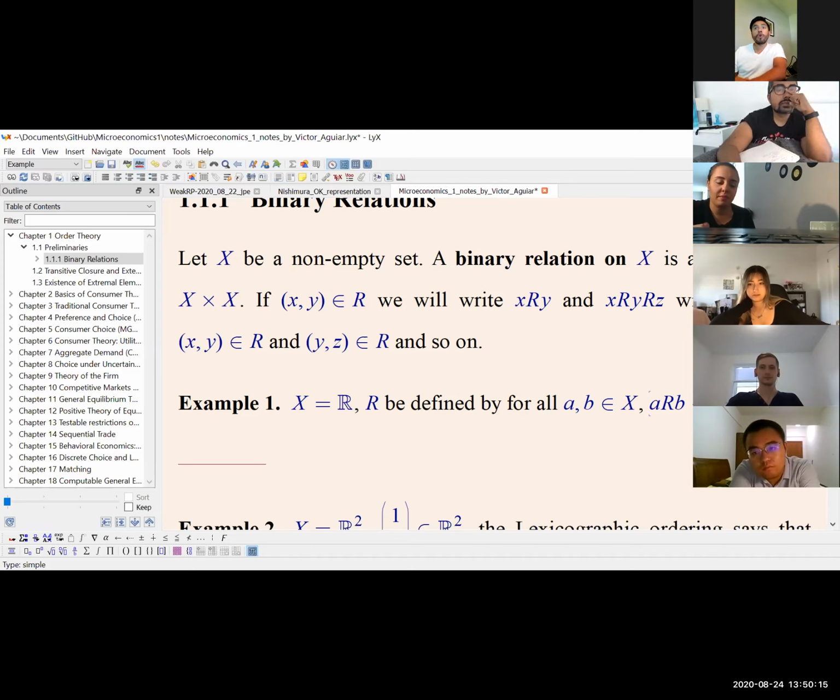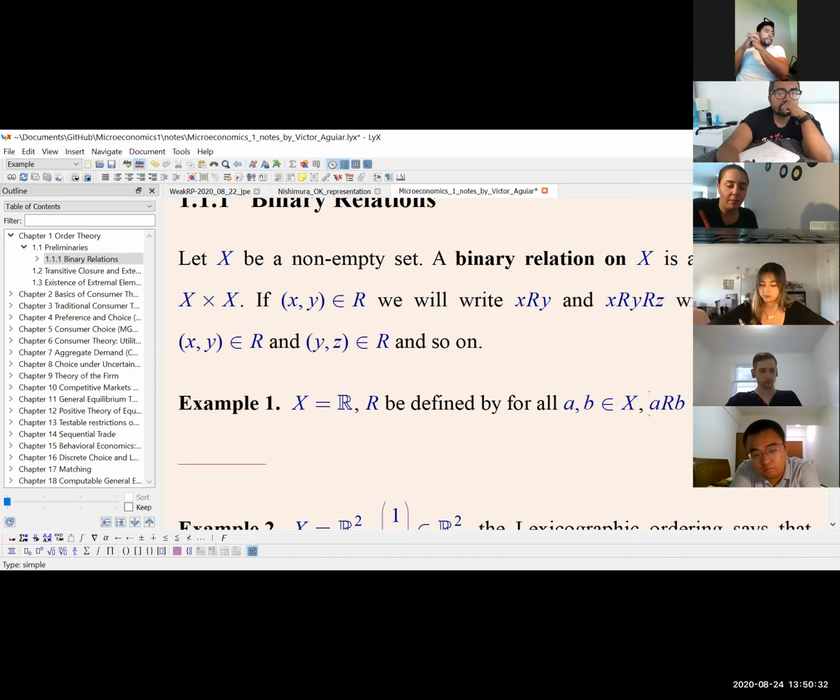So not all orders are complete, and I'm going to give you examples. But one important feature of this order on money, on reals, is that this order is complete. I can take any two quantities and they are always ordered. I can always tell which one is above the other, okay?